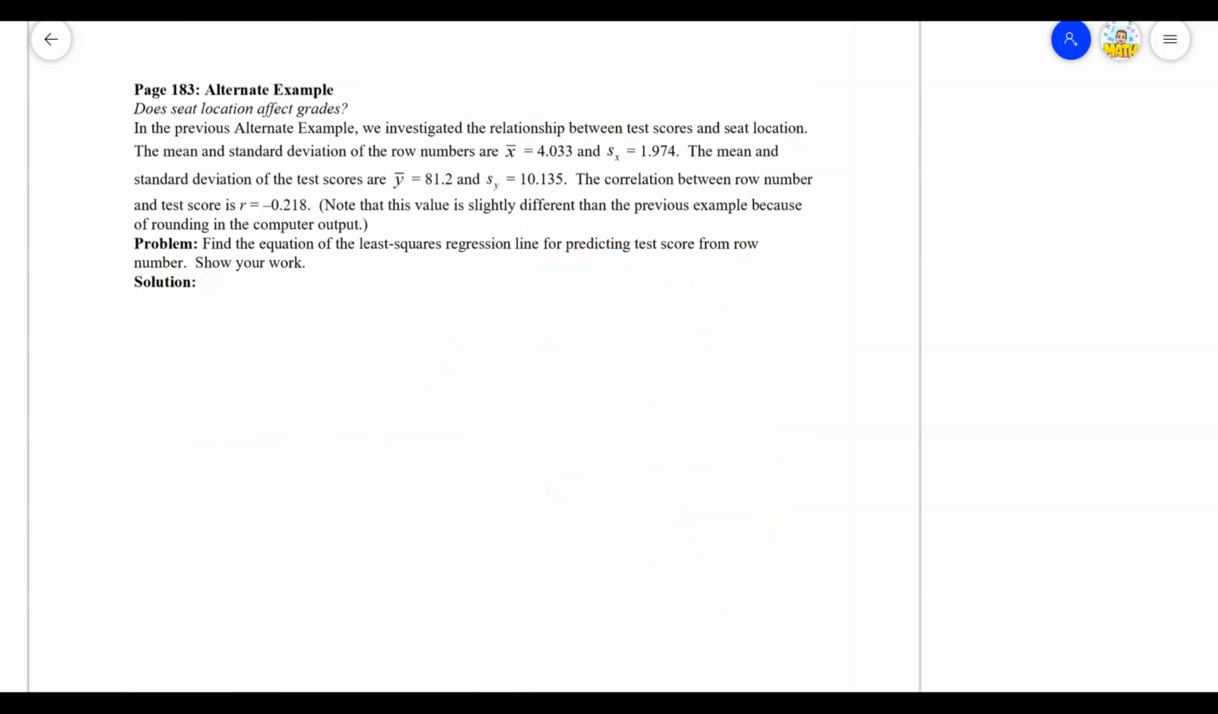Okay, and so finally, the last question here, they're giving us some one variable statistics. They're giving us the average of the seat location is 4.003. That's the average seat location, or average row rather. And then this is the average score in the class, 81.2. And they also give us a standard deviation.